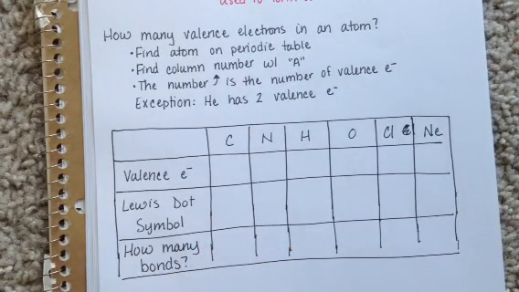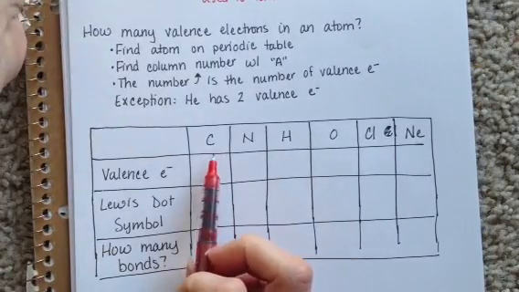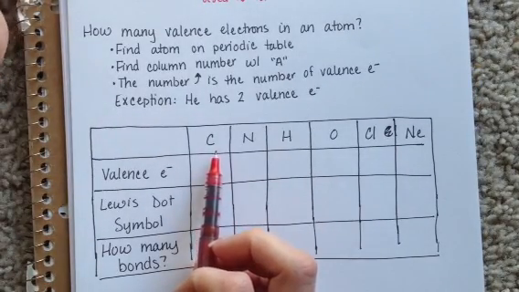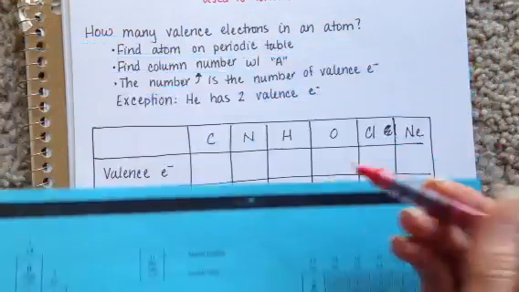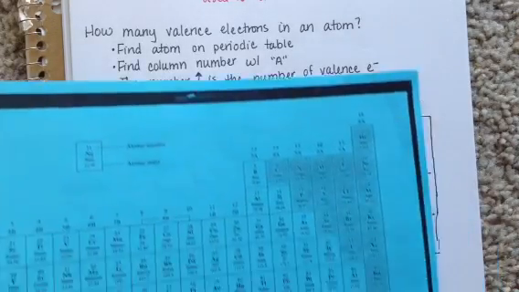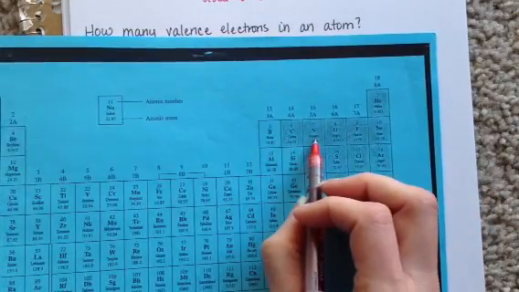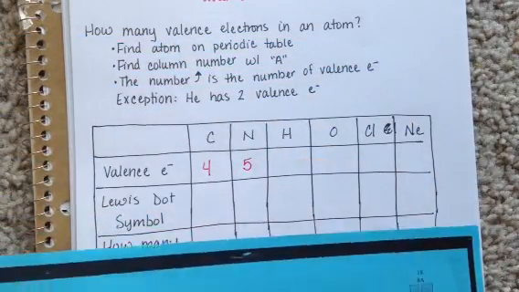Okay, so we're going to start with the stuff that you already know how to do. The number of valence electrons. So all we have to do is find each of these atoms on the periodic table and see what column it's in, starting with carbon. So we're going to look for carbon. You see it's in column 4A. That means it has 4 valence electrons. Next up is nitrogen. We'll find nitrogen. It's right next to carbon. It's in column 5A. That means it has 5 valence electrons.